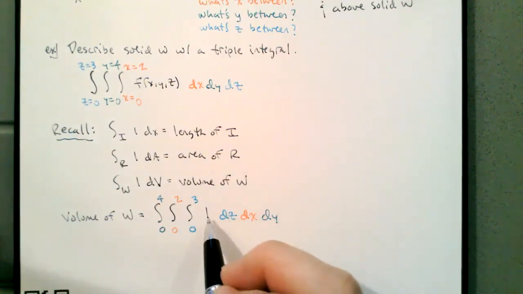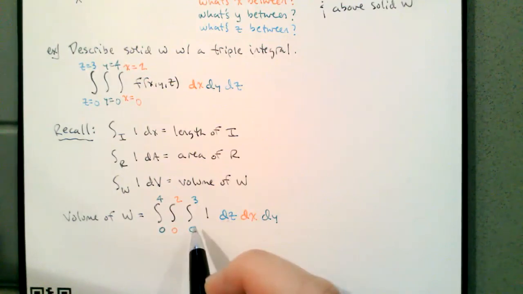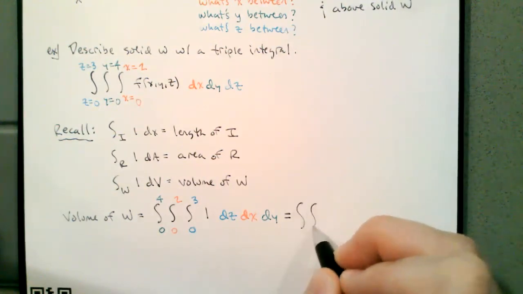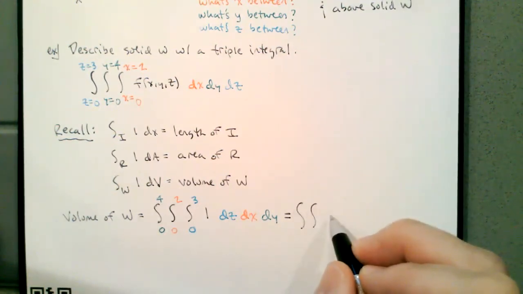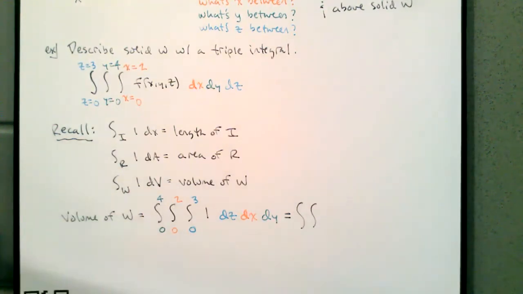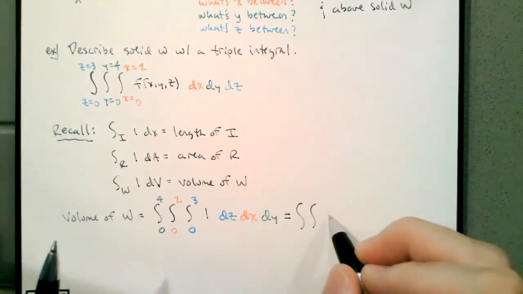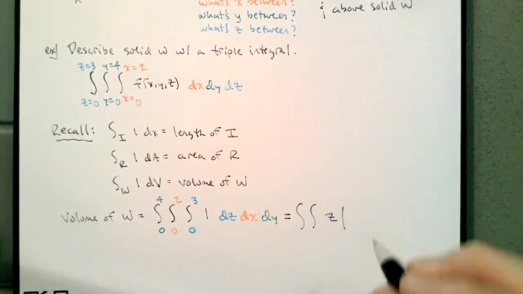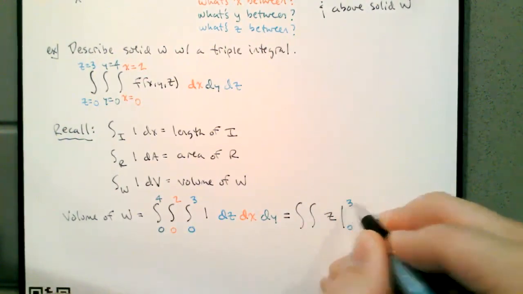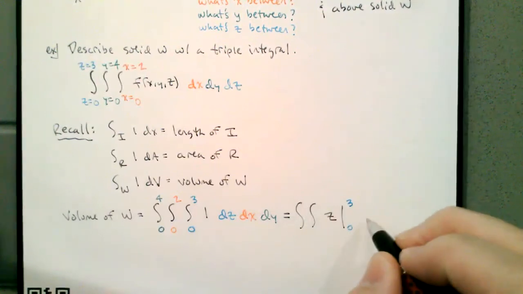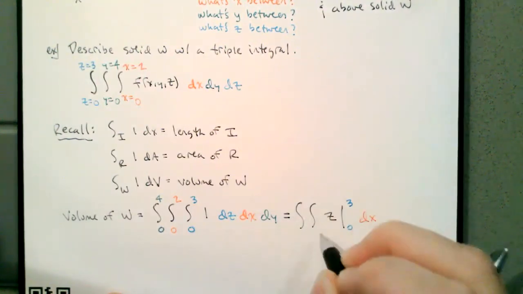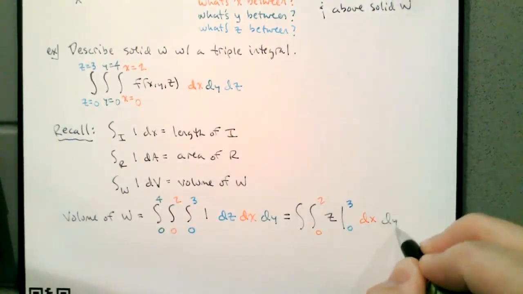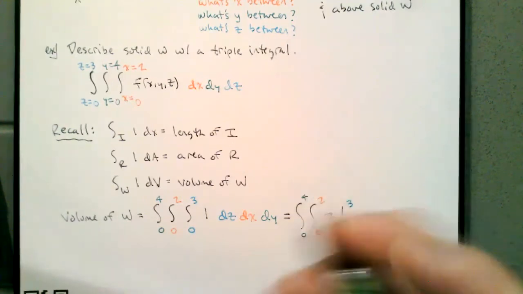So the first thing we'll do is integrate the function with respect to z and then plug in from 0 to 3. And we still have this double integral, y from 0 to 4, x goes from 0 to 2. We integrate z. The integral of 1 dz is going to be z, and we evaluate from 0 to 3. And we still have not integrated dx from 0 to 2, and we still have not integrated with respect to y from 0 to 4.